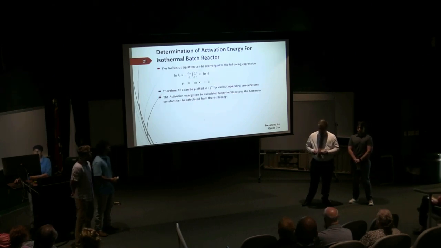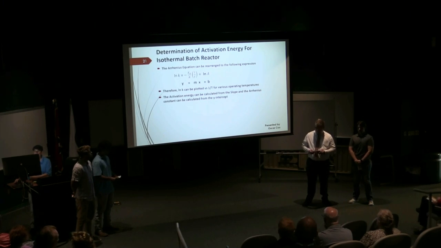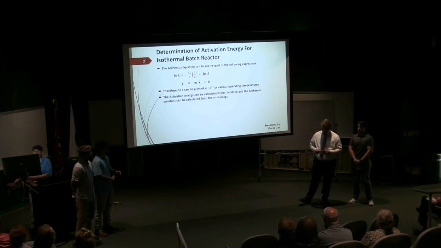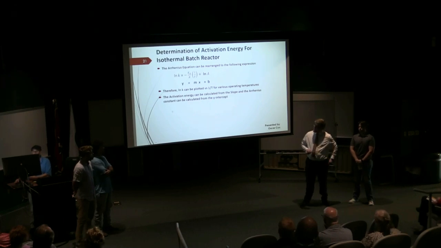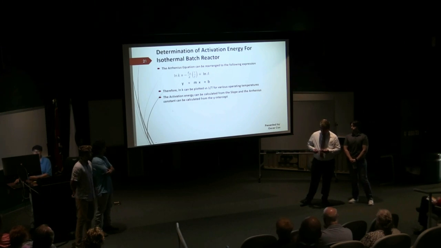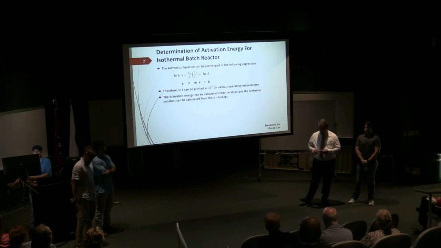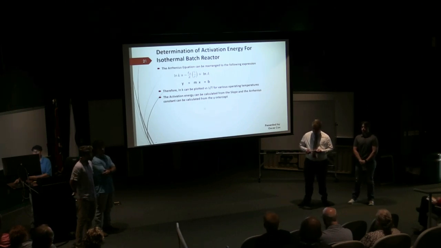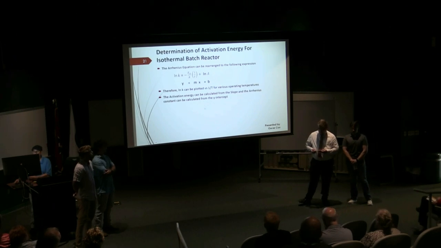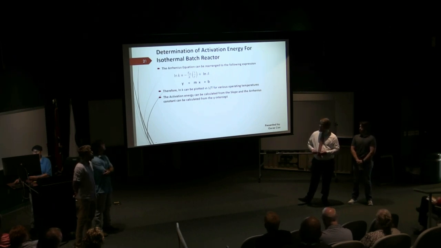If we determine several values for K at different temperatures, we can rearrange the Arrhenius equation into the equation of a line, similar to what we did previously. Therefore, the natural log of K can be plotted versus the reciprocal of absolute temperature for various temperatures. The activation energy can be calculated from the slope, and the Arrhenius constant can be calculated from the y-intercept.